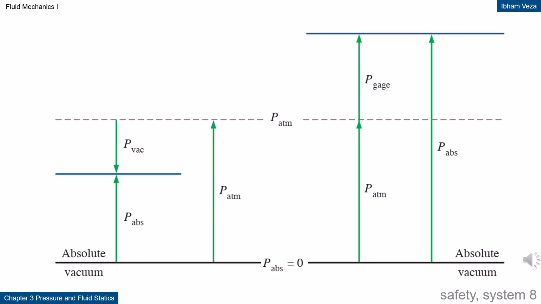Absolute, gauge, and vacuum pressure. Absolute pressure is measured from a perfect vacuum as the zero reference. Gauge pressure is the difference between system pressure and atmospheric pressure. Vacuum pressure indicates pressure below atmospheric pressure. Their relationship is P_abs = P_atm + P_gauge. This understanding prevents misinterpretation of pressure measurements.